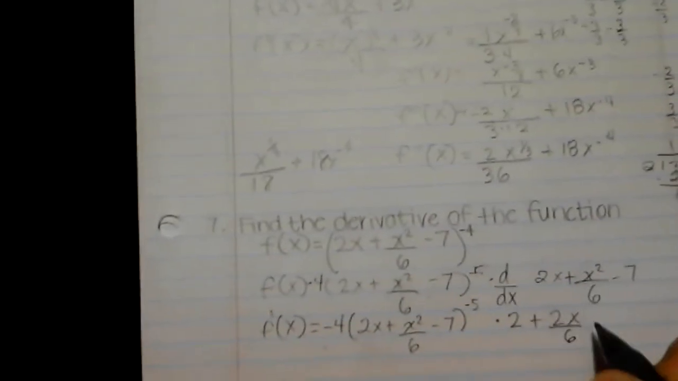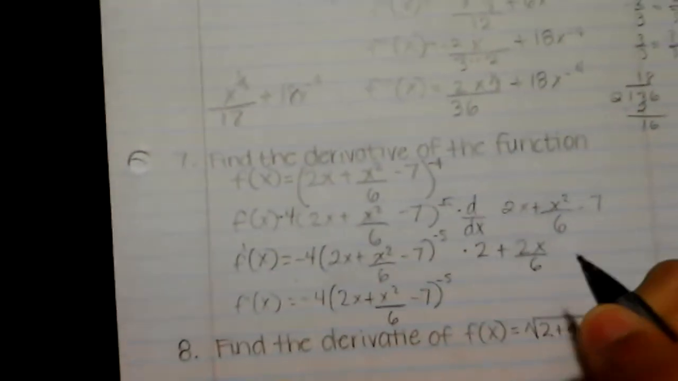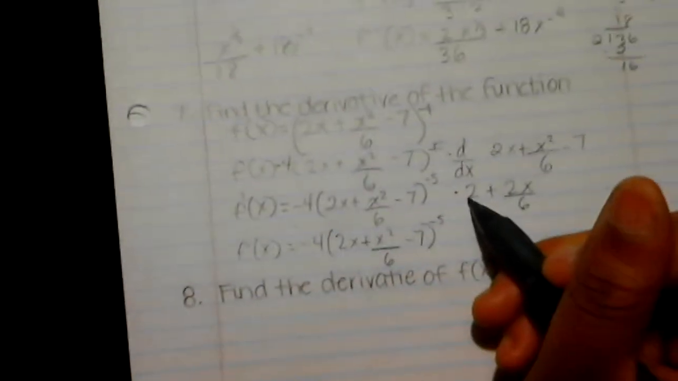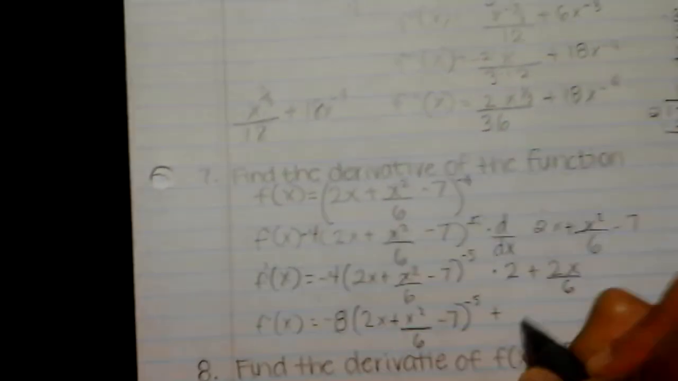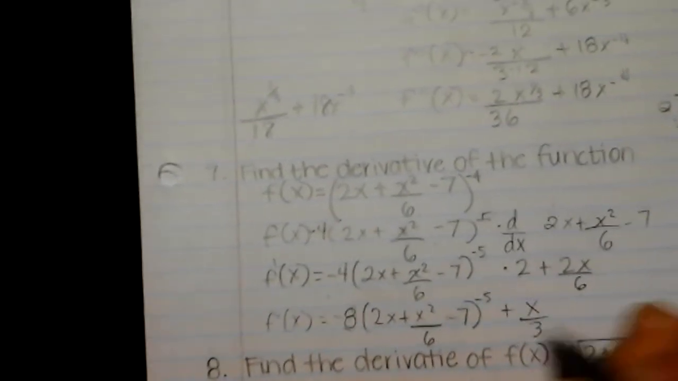So I'm going to reduce this again right here to f prime equals -4, 2x plus x squared over 6 minus 7, close parentheses, -5. I'm going to multiply the 2 times the 4, since it's a constant by itself. So -2 times 4 is -8. And it's plus, you can reduce this to 1/3, so it'll be x over 3.